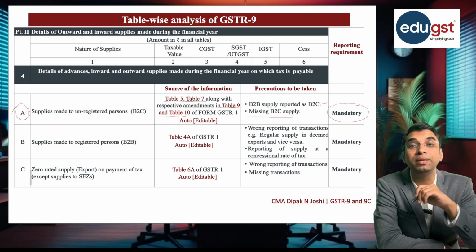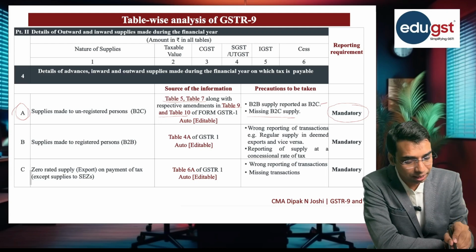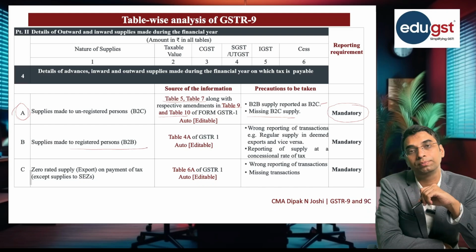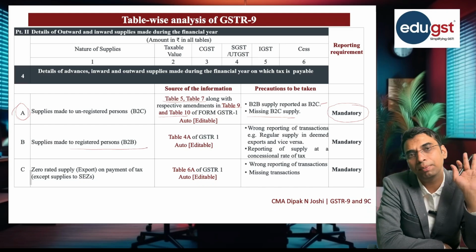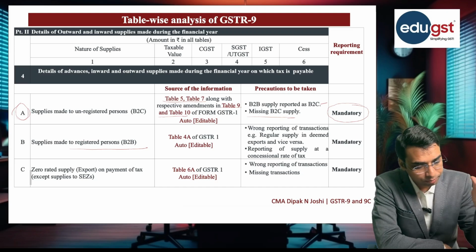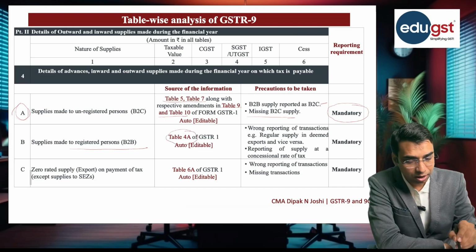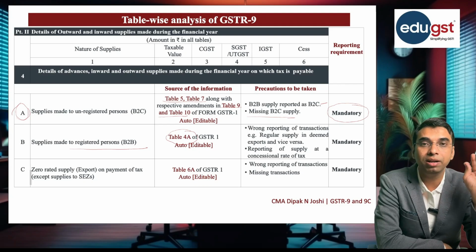Next is table 4B. Table 4B is applicable in case of supplies made to registered persons, which we call B2B supply. For B2B supply, table 4A of GSTR-1 is the relevant table for furnishing details in table 4B.